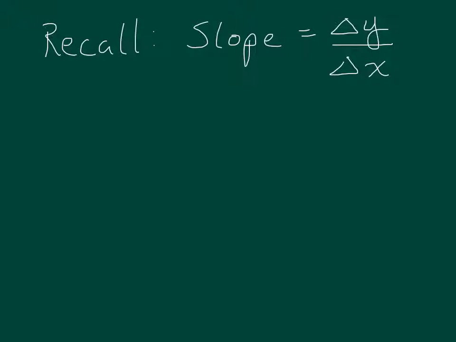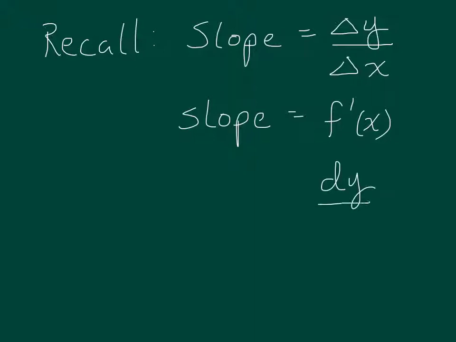We also know from earlier calculus that the slope of a function is equal to the derivative of that function. That can also be written dy dx. To solve related rate problems, we will need to find the derivative of an equation with respect to time. This will most likely involve implicit differentiation.